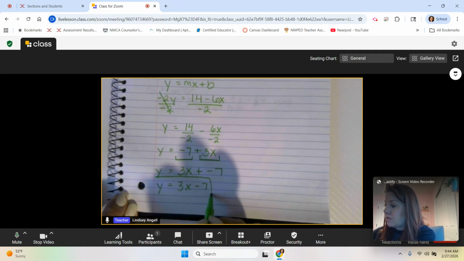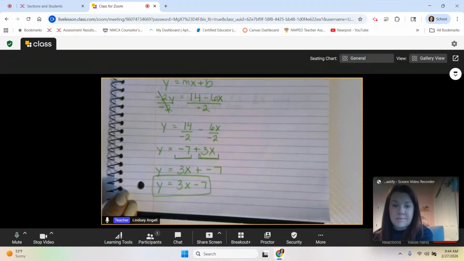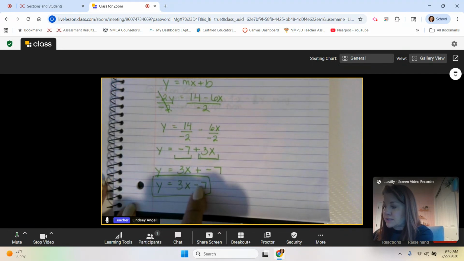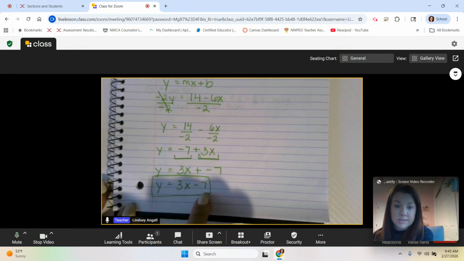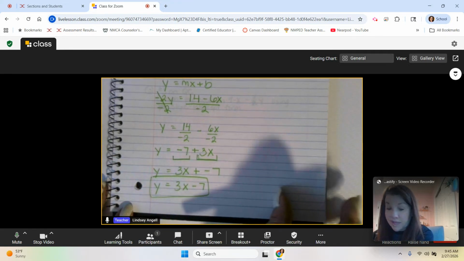And now, look at that. We match this format of y equals mx plus b. In this case, b is the y-intercept, so we would cross the y-axis on our graph at negative 7. That's what that's telling us, so it's okay that it's a negative.